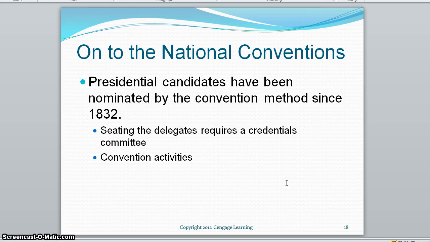Since 1832, presidential candidates have been nominated at conventions. To seat the delegates, a credentials committee approves all the delegates. It's usually not controversial, but it can be if rival groups claim to be the official party for a state, district, or county. And though the highlight of the four-day convention is the nomination of the presidential candidate, most delegates are committed well in advance.